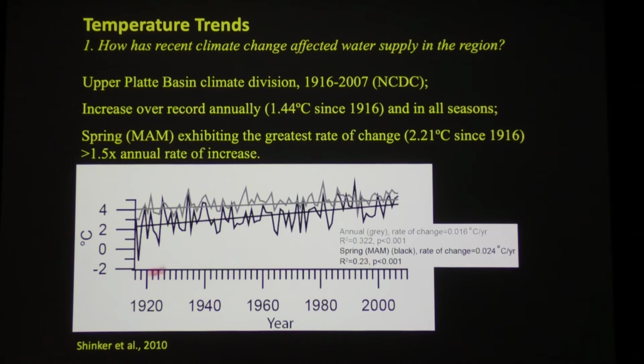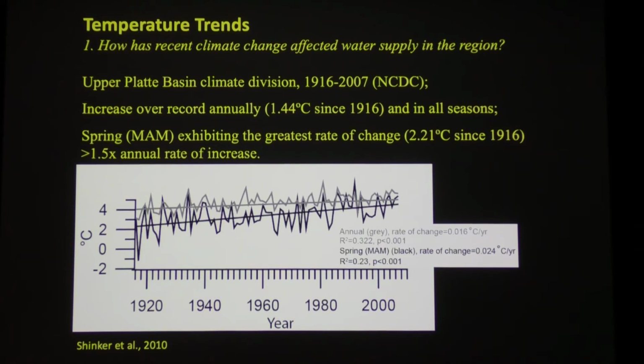From the early 1900s to present, we have seen an increase in temperature annually and every season within those years. You can see that there's a fair amount of variability in terms of temperature, but the overall trend is an increase, and it is statistically significant. What's amazing about this is over this record of period, temperatures have increased 1.44 degrees C since 1916, which far surpasses previous identification of increases in temperature.